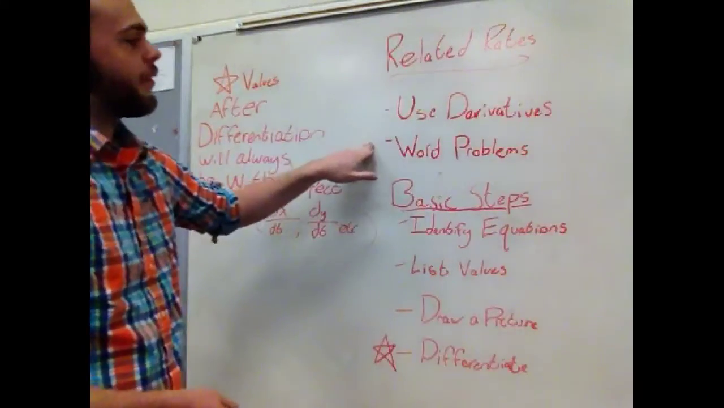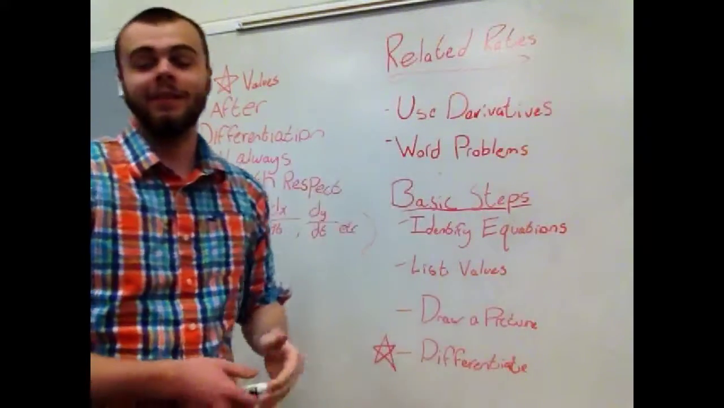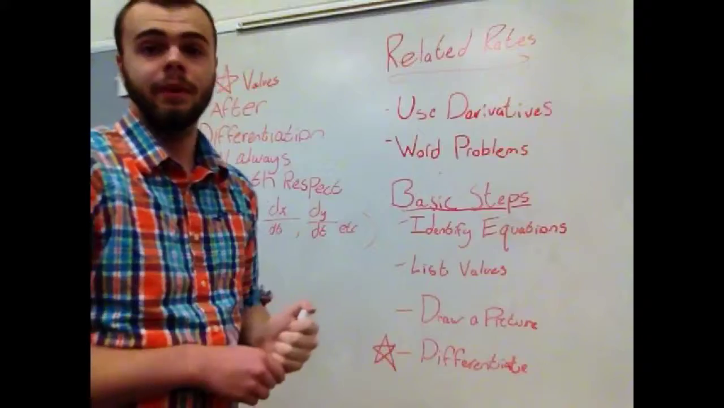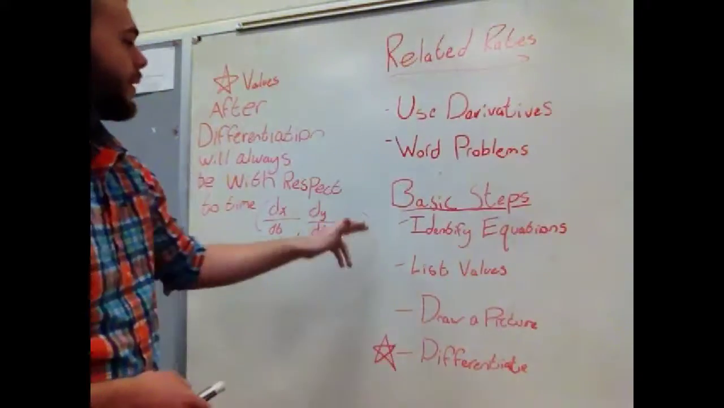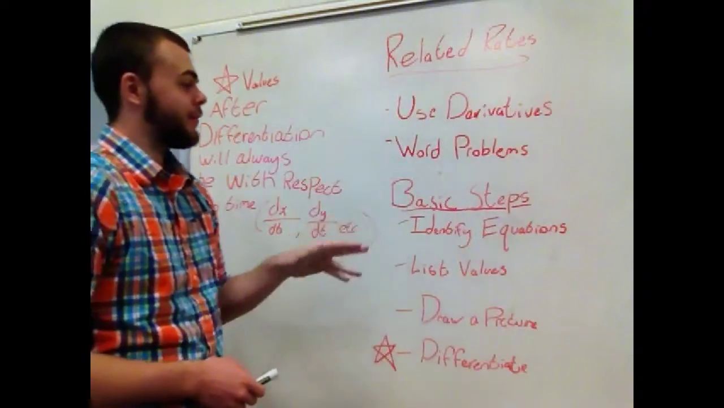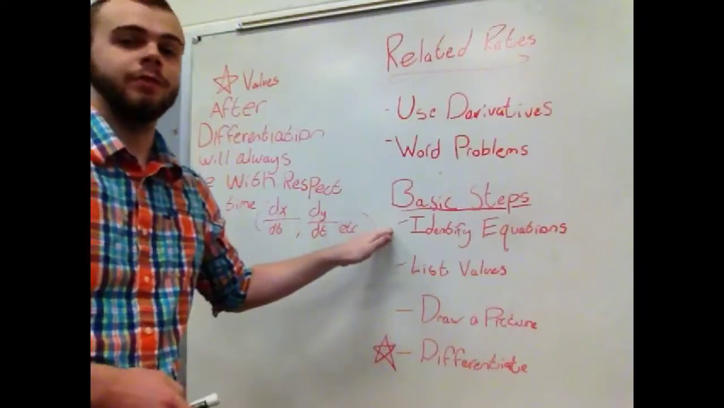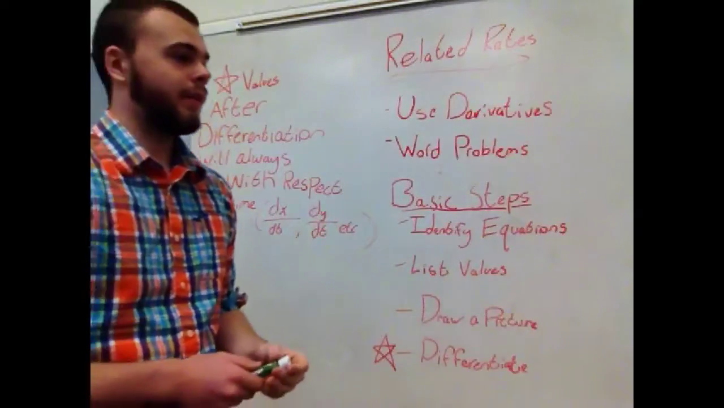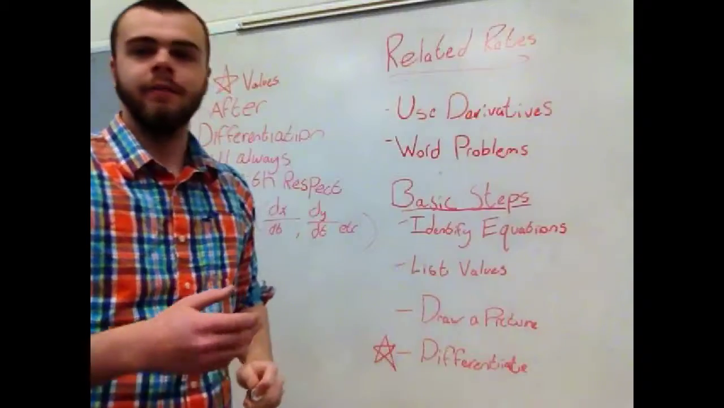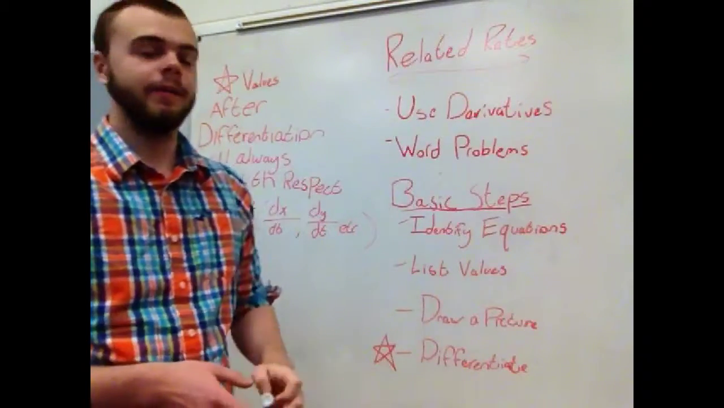Related rates are always in the form of word problems, so if you have any anxiety about word problems, you need to get over it. There are a few basic steps to solving problems involving related rates. First, you need to identify the equations you'll need. This involves geometric solids, area and volume, and Pythagorean theorem.